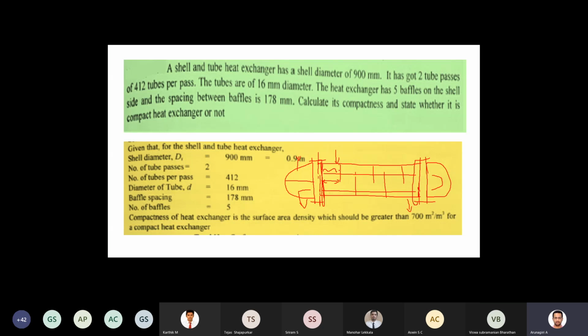So this is one. This is the second baffle spacing. This is the third baffle spacing. This is the fourth one. This is the fifth one. This is the sixth one. So 5 baffles means you have NB plus 1 spaces in the exchanger, into the baffle spacing, the space between the baffles, BS. That will give the length of the tube. I got it. Thank you.